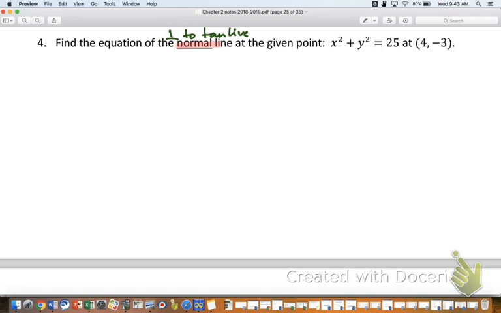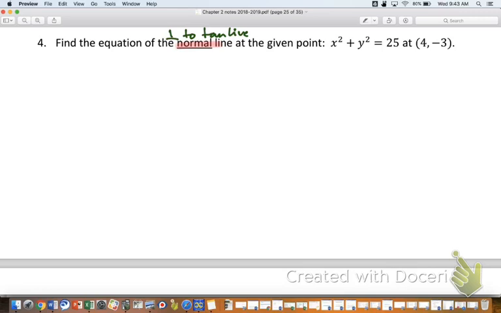So let's think this through. If we go off what Eden said, that the normal line is perpendicular to the tangent line, if I could find the tangent line slope, couldn't I then manipulate that a little bit and have the normal line slope? Think about that reasoning again.